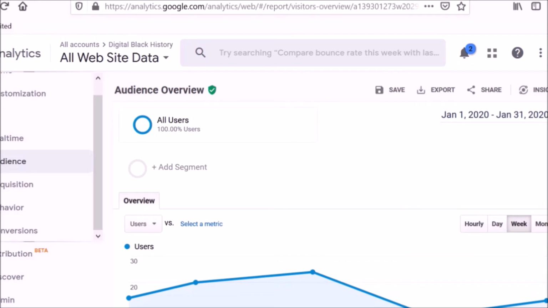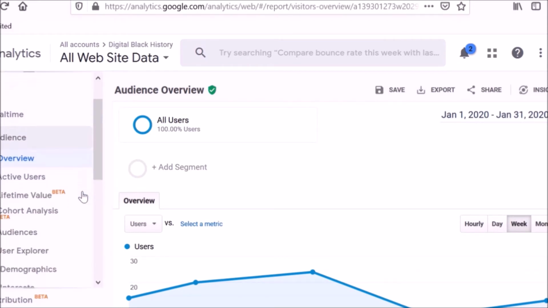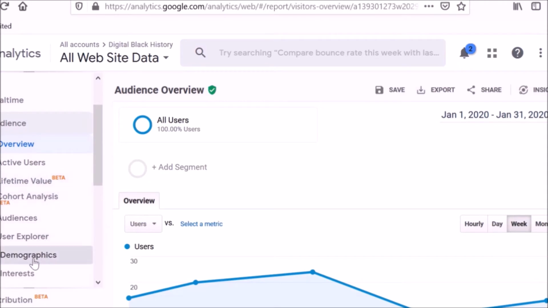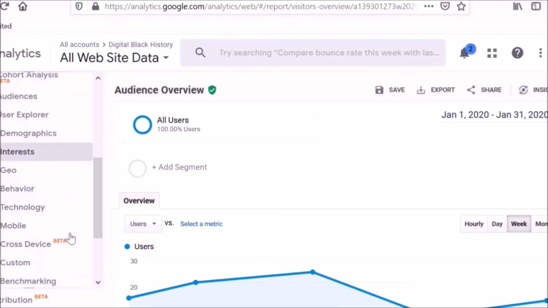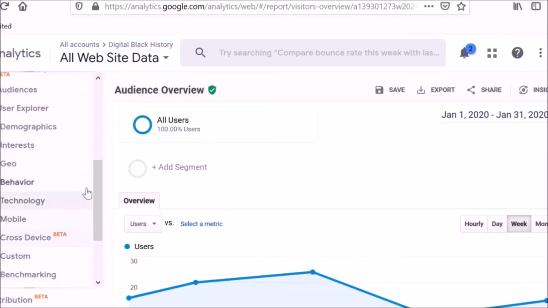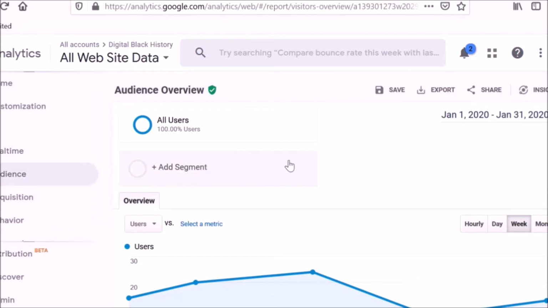Under the audience reports, you have more than just the audience overview page. So you have these options as well. So you could find demographic information, what people are active, what technologies they're using, so on and so forth. For now, let's take a look at the audience overview page. Here, I currently have it set for a time period of January 1st through January 31st of 2020.